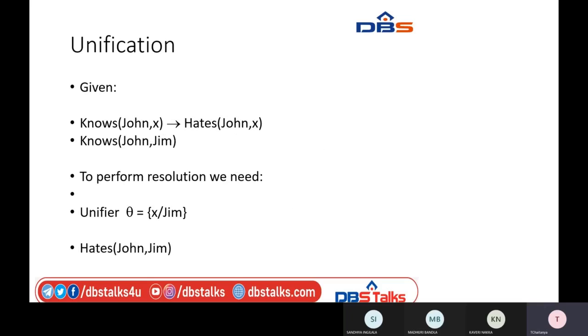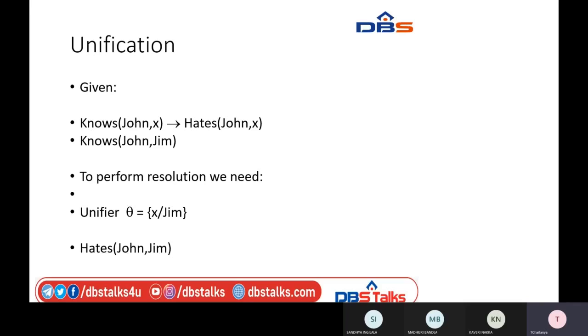For example, given knows(John, X) as the first clause and the second clause is hates(John, X), and the solution is knows(John, Jim). This can be achieved when I substitute X by some other value. X is the variable here, so for X we have to substitute something which makes the two clauses resolvable. So what should I keep instead of X? I can introduce the unifier theta, X by Jim. I can substitute Jim in the place of X. Then the above clauses will be resolvable.